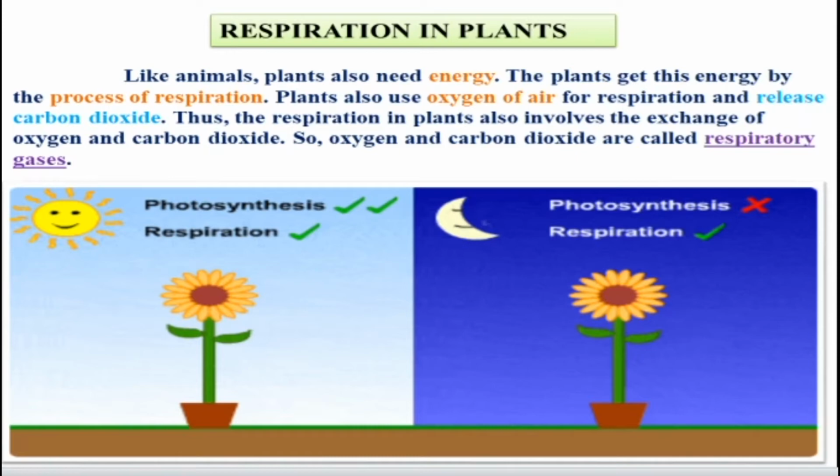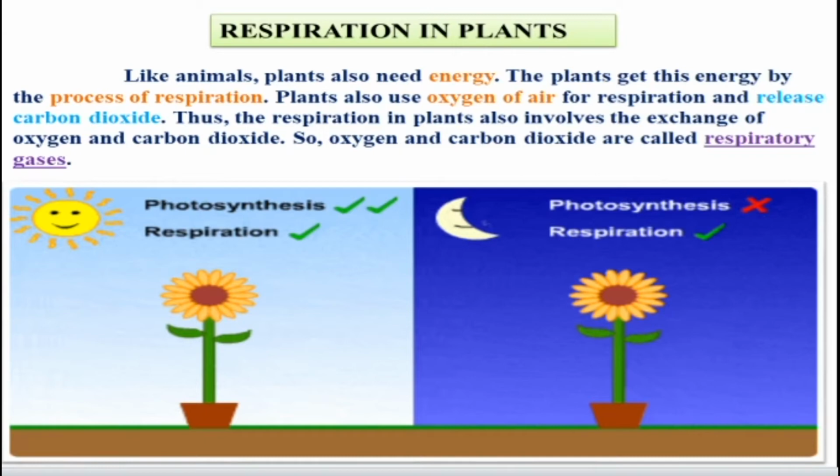Like animals, plants also need energy. Plants get this energy by the process of respiration. Plants also use oxygen of air for respiration and release carbon dioxide. Thus, respiration in plants also involves the exchange of oxygen and carbon dioxide. So oxygen and carbon dioxide are called respiratory gases.